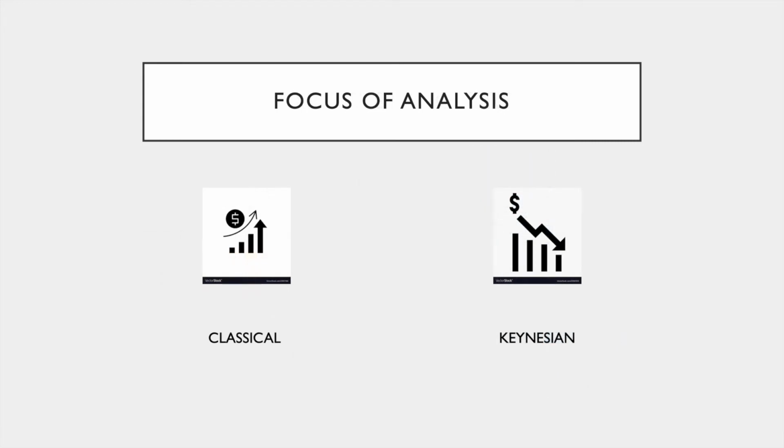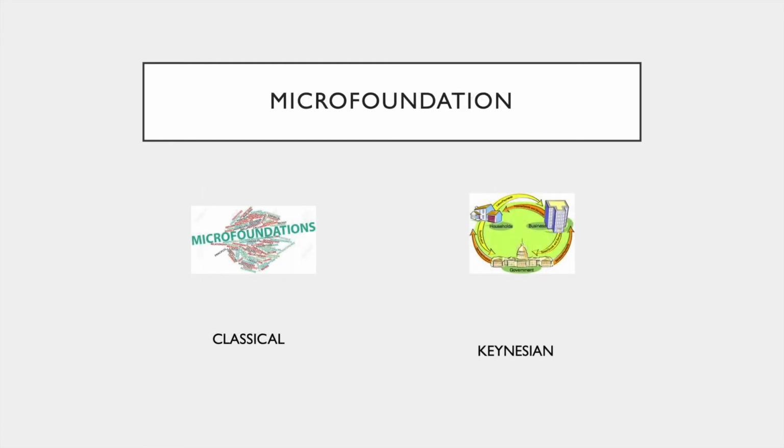The second one is focus of analysis. In classical schools, they focus mainly on economic growth. On the other hand, Keynesian schools mainly focus on business cycles and recession, which is about the regular cyclical pattern of economic boom and bust. The third one is micro foundation. In classical school, models are always based on micro foundations. On the other hand, historically, Keynesian economics lacked micro foundations, though more recently it still uses the results from the marginal revolution in the late 19th century.